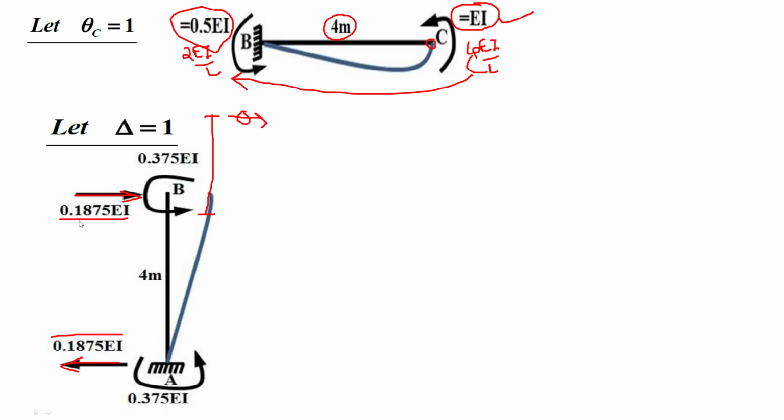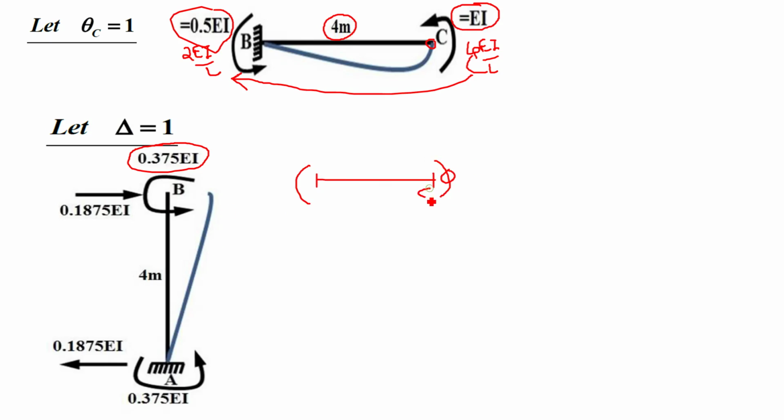And now from the third figure, the moment at B is 0.375 EI. It is anti-clockwise, positive. Moment at C will be 0 because it is a delta equal to 1 figure, and delta, that is lateral sway, occurs only in the column. There is no effect of this sway on the beam. That's why moments and reactions of the beam will be 0, and that's why moment at C is equal to 0. So moment at B is 0.375 EI, moment at C is 0, and reaction at B is towards right 0.1875.